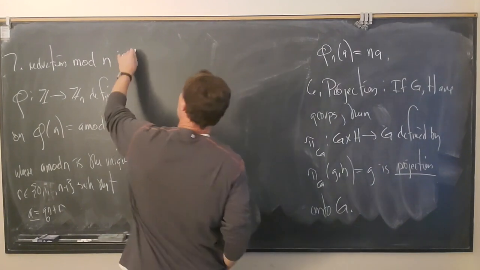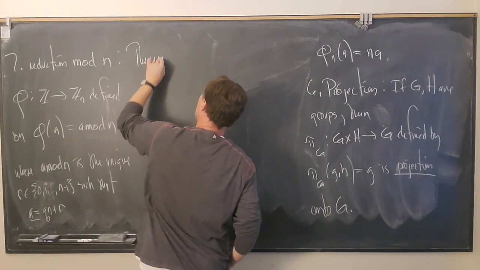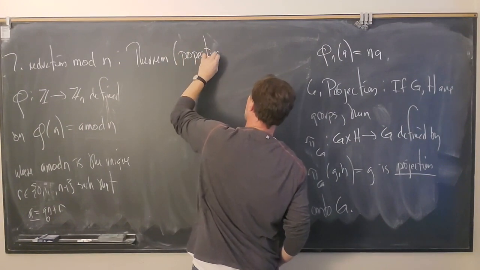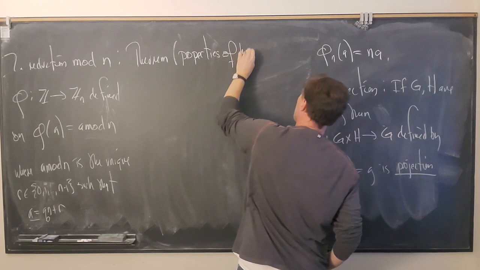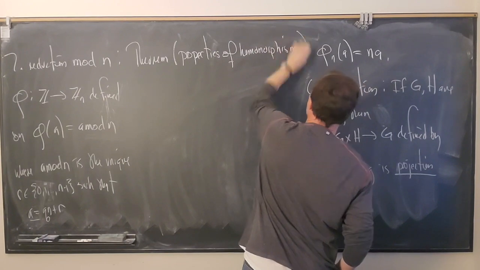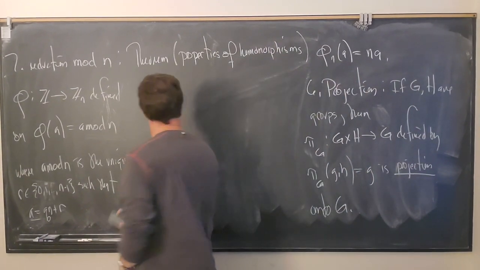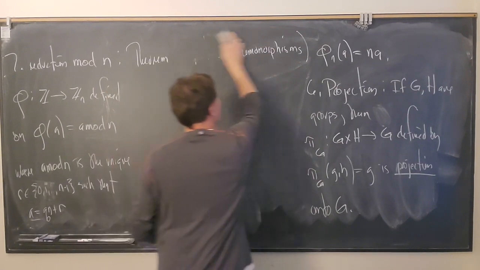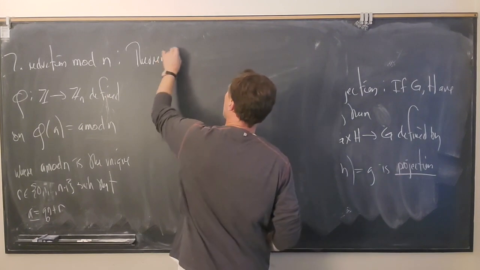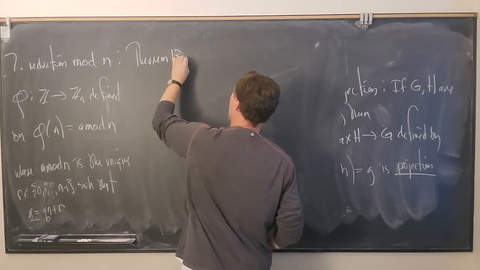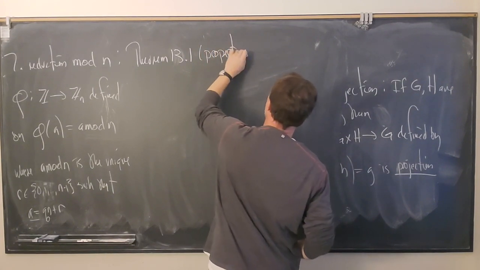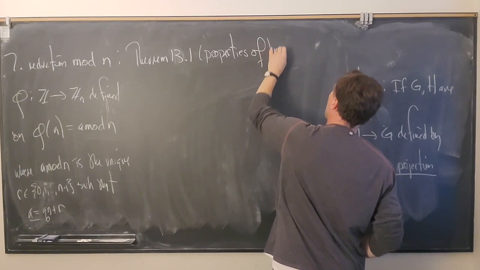Okay, so next I'd like to state a theorem here. And I want to call this properties of homomorphisms. Oh, and sorry, I didn't give it a number. This should be Theorem 13.1, properties of homomorphisms.